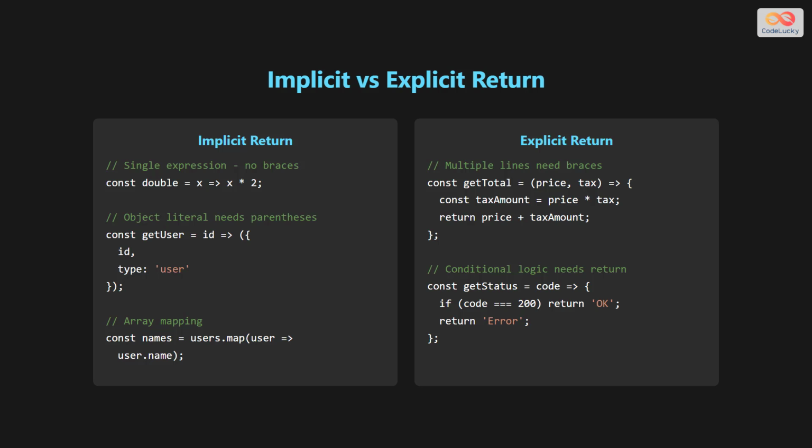Explicit returns are used when the function body contains multiple lines or needs more complex logic. Here is an example. The getTotal function calculates the total amount with tax, and then returns it explicitly. The function getStatus uses conditional logic, explicitly returning a string based on the code passed.